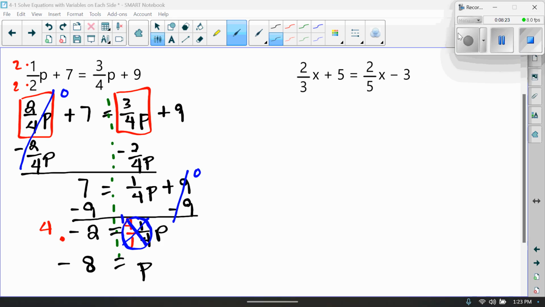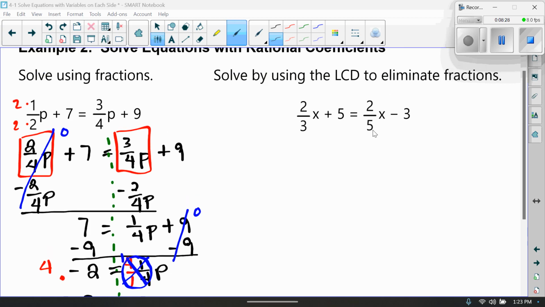All right, so for the next example, we have 2/3 x plus 5 equals 2/5 x minus 3. Now this one we're going to solve by using the least common denominator to eliminate the fractions, okay? So our fractions have denominators of 3 and 5. So what is my least common denominator? What can those two numbers be divided into? 15. Very good.